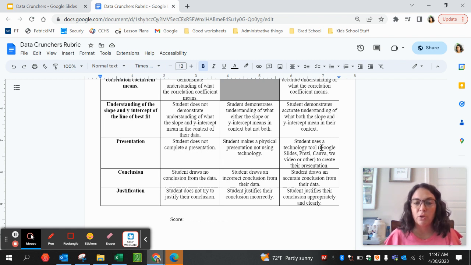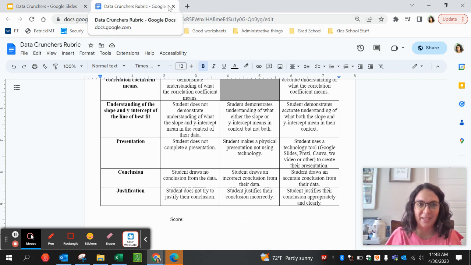Did they draw conclusions that were appropriate based on their data? And did they justify their conclusions appropriately based on their correlation coefficient? So that was the rubric that they got. They also received questions for me to answer at the end, and I tailored those questions to each student based on the question they asked in their data survey. That was a little bit difficult, trying to make sure that the question lined up with what the student's question was. So that took a little bit of finagling on my end.